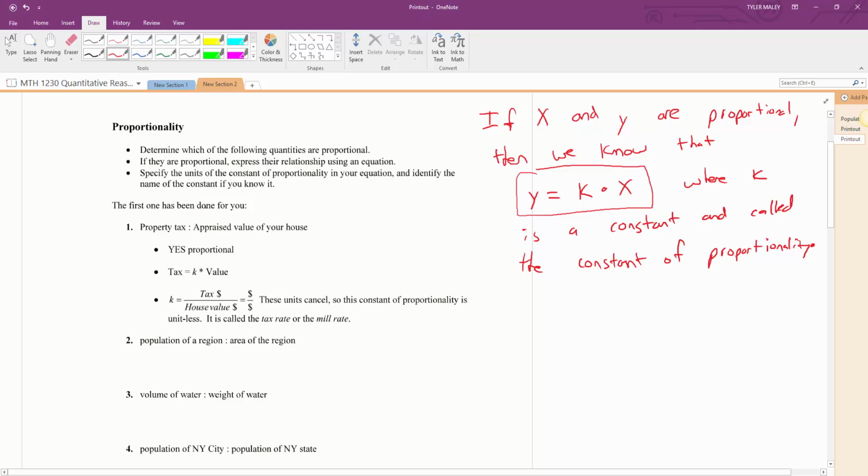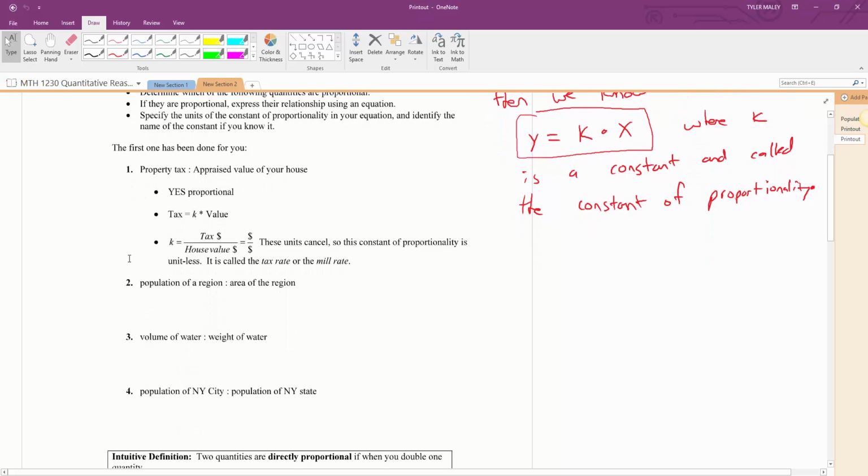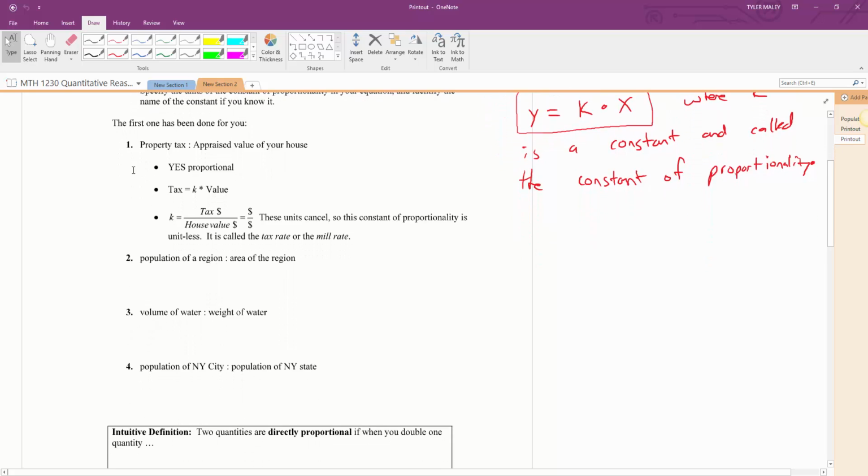So we're told that this first one has been done for us. If we compare the property tax to the appraised value of our home, in other words, what you want to think in your head is, if I double my property tax, does that mean my appraised value of my house doubled, always? If I triple my property tax, does that mean my appraised value will always triple, or are those going to go back and forth? So if I multiply one by a constant, is the other going to be multiplied by that same constant also? If you think about that for a little bit, yes, that's proportional.